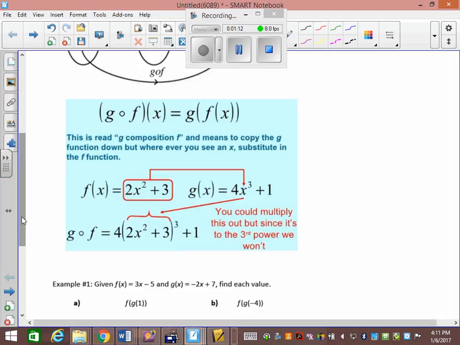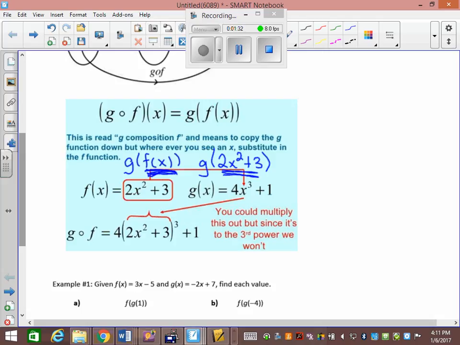So this is the f function, 2x squared plus 3. So we have g of f of x, and instead of writing f of x, I'm going to write 2x squared plus 3, like this one has here. So I'm going to go g of 2x squared plus 3, because that's what f is. f is that, so I'm going to put that where f was.